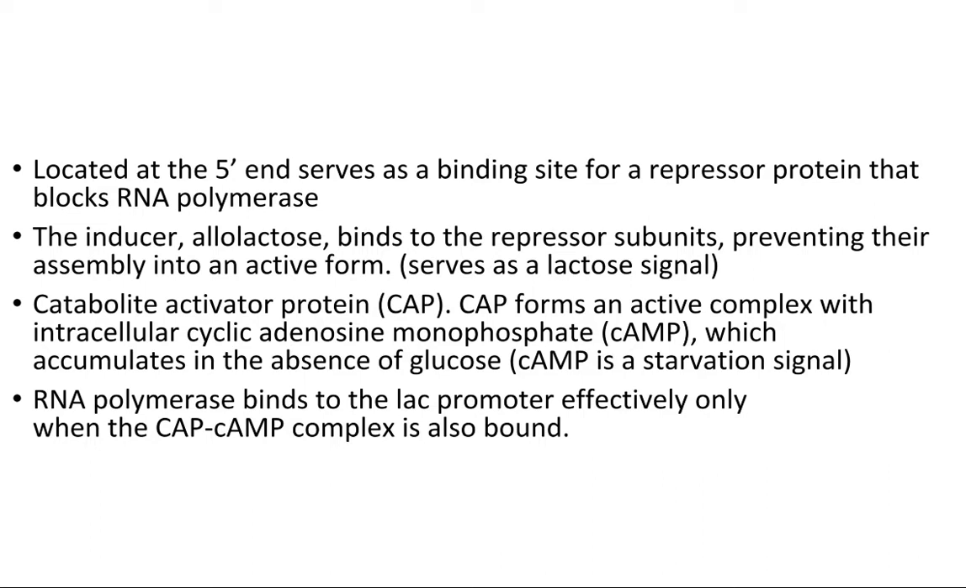Another regulatory component is the catabolite activator protein, or CAP. We can call this guy CAP. CAP forms an active complex with intracellular cyclic adenosine monophosphate, or cAMP, which accumulates in the absence of glucose. cAMP is a starvation signal. RNA polymerase binds to the lac promoter effectively only when the CAP-cAMP complex is also bound. This ensures that the lac operon will be expressed only when glucose is absent.